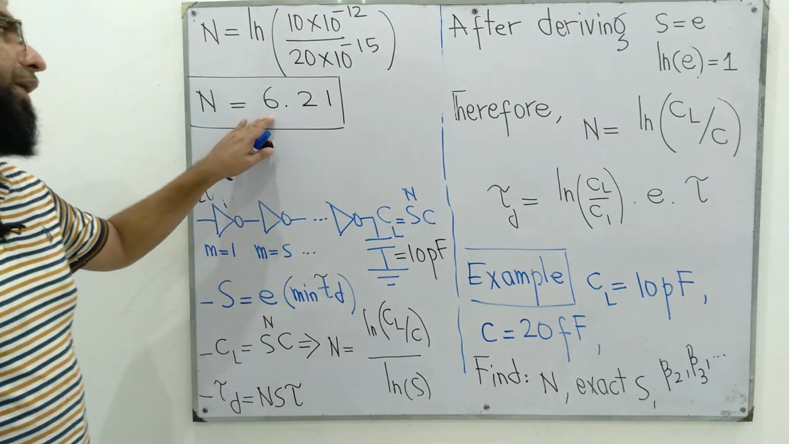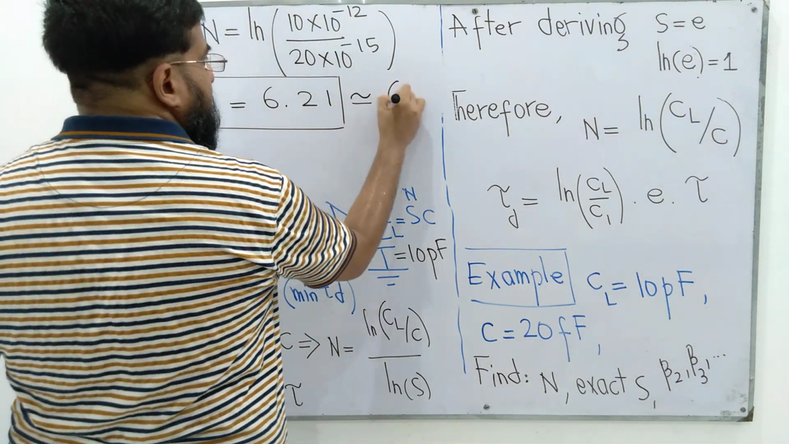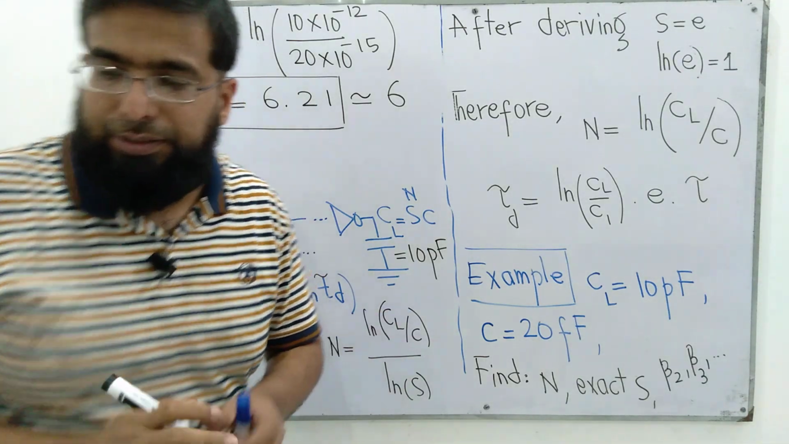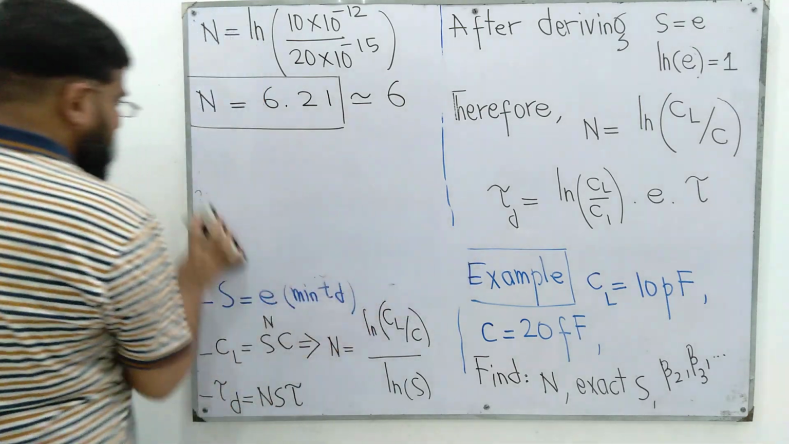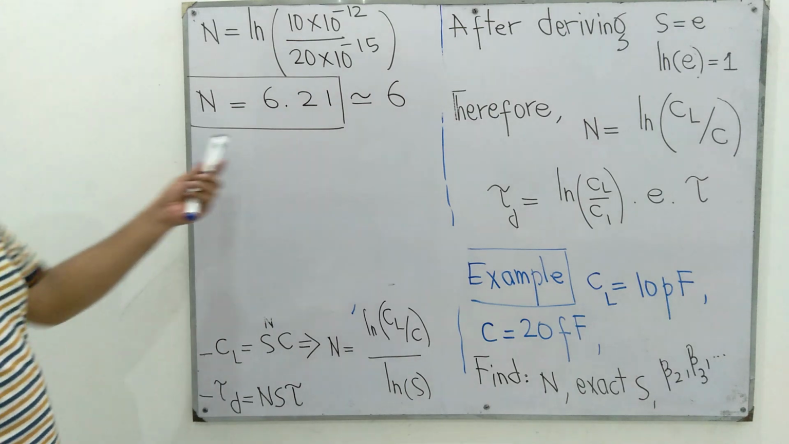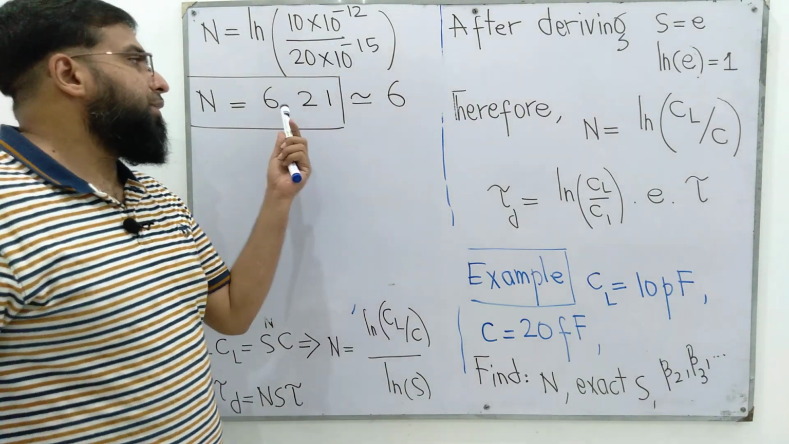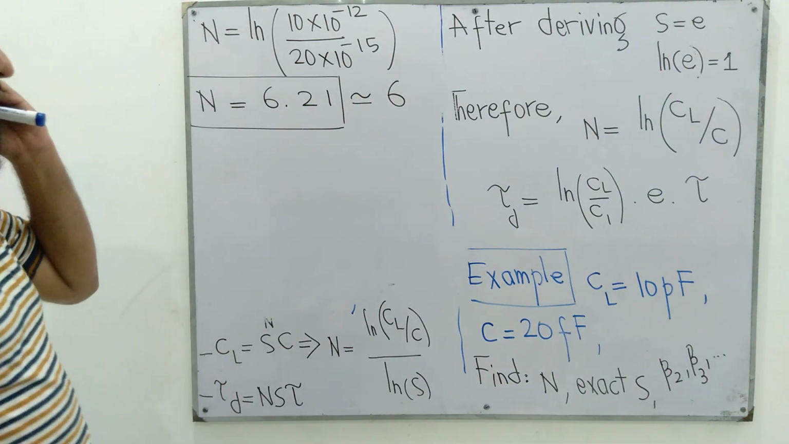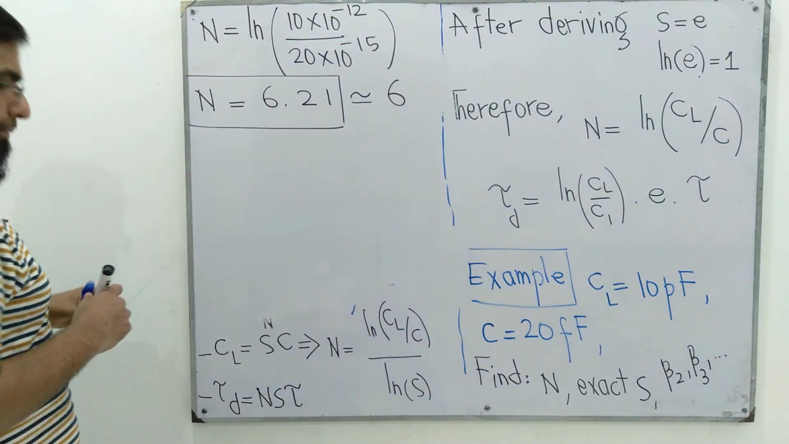The number of stages can be either 6 or 7. So let's assume it to be 6, because we cannot have 6.2 stages. Once we have computed this n and made a small approximation where we have written 6.21 as 6, the exact value of s would be a bit different than e.